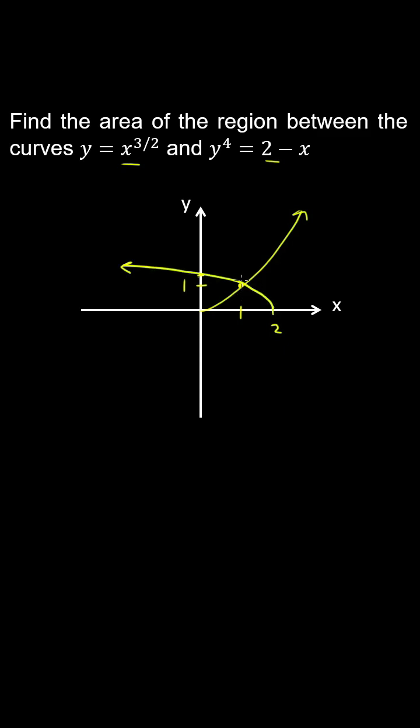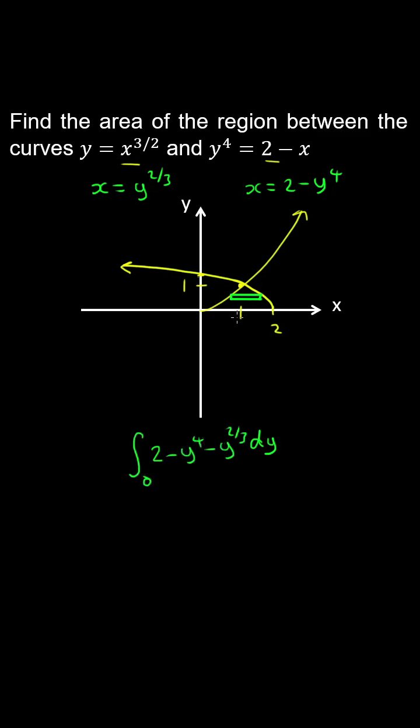And therefore, to avoid evaluating this integral piecewise, we're going to take horizontal rectangles. So the thickness of the rectangle is dy, and we thereby need to write the equations for these curves in terms of y. And then to get the length of that rectangle, we can subtract y to the 2/3 from 2 minus y to the 4. And then integrating from y equals 0 to that intersection point, we obtain the area of the region. So evaluate the integral and post your answer in the comments.